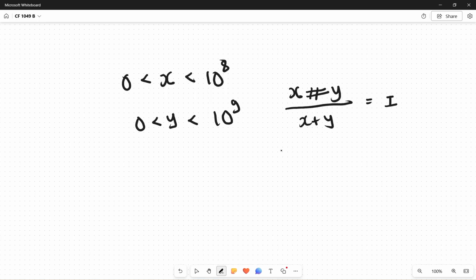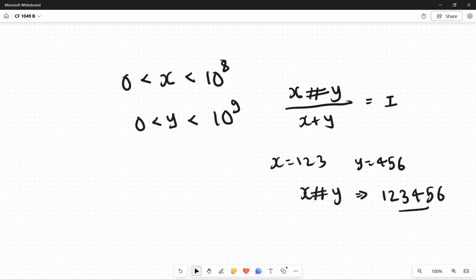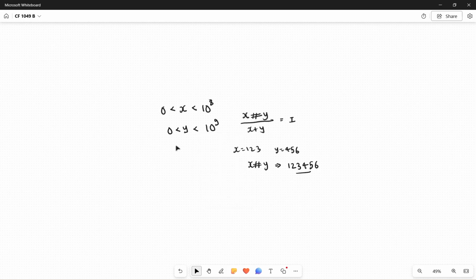Okay, and what is x concatenated y? So if x is equal to 123 and y is equal to 456, then x concatenated y would be 123456. That's simple to understand. And yes, let's look at the solution, how it goes.